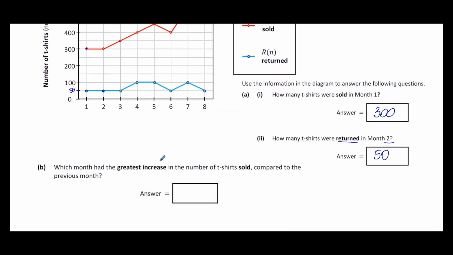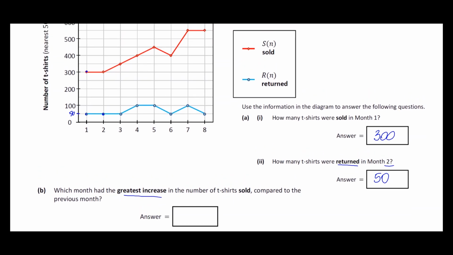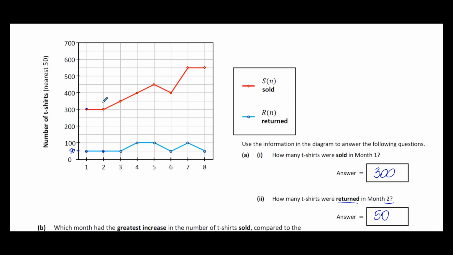Which month had the greatest increase in the number of t-shirts sold compared to the previous month? So what are they asking? Which month has the greatest increase? Okay, so I need to look at each month to know which one had the greatest increase compared to the previous month. Month 2 had 300 sold, and month 1 had 300 sold, so no increase.